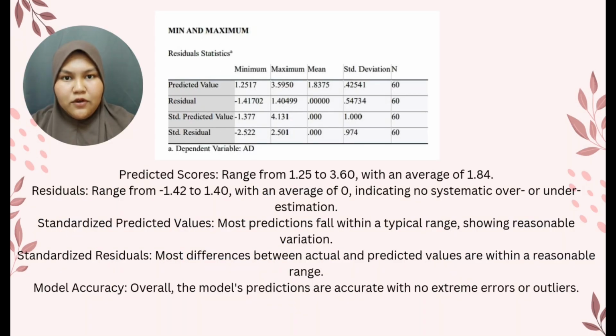For minimum and maximum, the predicted score ranges from 1.25 to 3.60 with an average of 1.84. For residuals, the range is from negative 1.42 to 1.40 with an average of 0, indicating no systematic over or underestimation. For standardized predicted values, most predictions fall within a typical range, showing reasonable variation. For standardized residuals, most differences between actual and predicted values are within a reasonable range. For model accuracy, overall the model's predictions are accurate with no extreme errors or outliers.